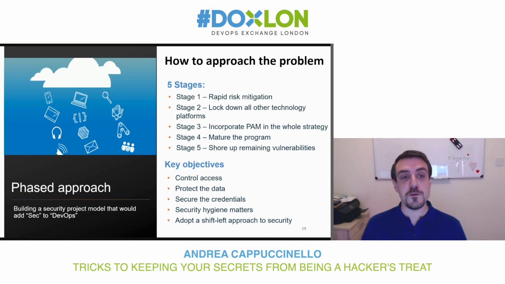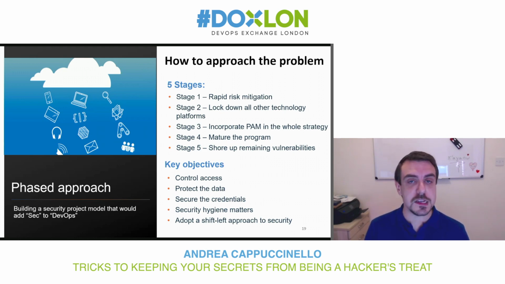into DevOps. At first, we want to have rapid risk mitigation, so discovery and identify critical applications and CI/CD tools. We want to make sure that we lock down all other technology platforms on a second stage. So we want to expand and move on to the other critical parts of the tools, for example, Terraform in the previous slide. We want to make sure that we incorporate privileged access management throughout the whole strategy. So we will refine the pipelines and streamline all the processes so that we make sure that all the privileged accounts are secured. At some point, we want to mature the program, so we want to move forward with it. And finally, at stage 5, we want to shore up remaining vulnerabilities. So we want to double check that we don't have any application that is still using any hard-coded credentials.